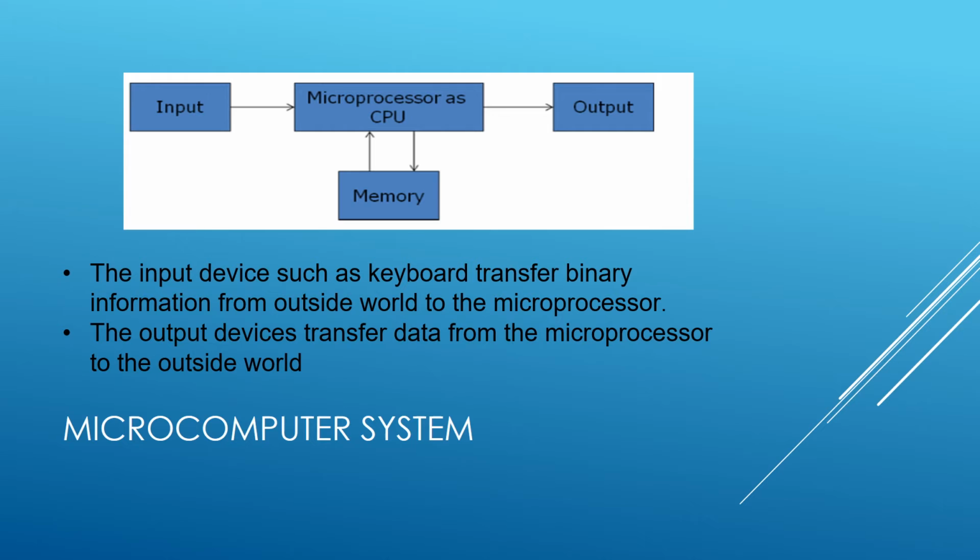So the inputs are devices such as a keyboard and transfer binary information from the outside world to the microprocessor. The output devices, on the other hand, transfer data from the microprocessor to the outside world. An example is a monitor and even a printer.